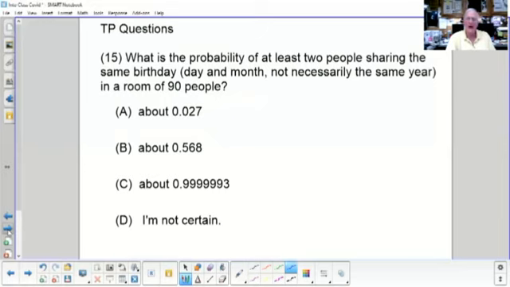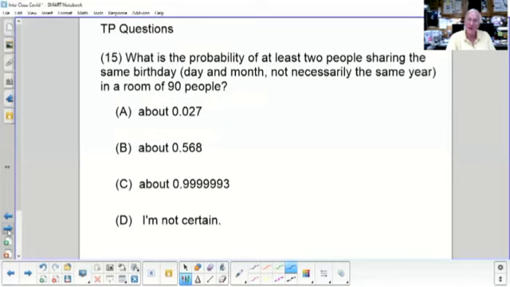Now you notice I've written all the probabilities as decimals. The fractions have been converted to decimals by dividing the bottom into the top. You know what the correct answer is for this? It is C, 0.9999993. In other words, written as a percent, that's 99.99%, or rounded off, there's almost 100% chance that two people in a room filled with 90 people are going to share the same birthday.